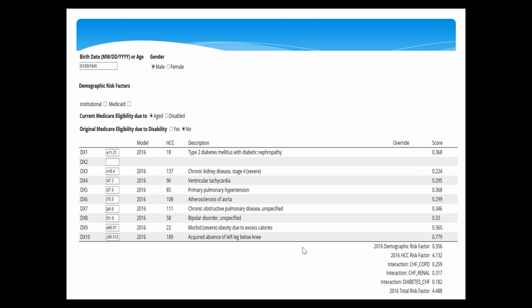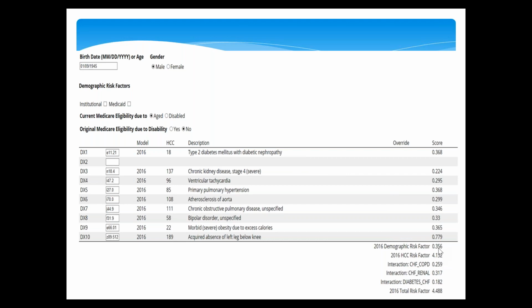Now, I'm just going to show you, to finish, some examples here. I want to show you this patient that has 9 different diseases, each one of them in a different category of HCCs. None of them override, so their risk factor total was 4.132. Of course, they're born in '45 as a male.